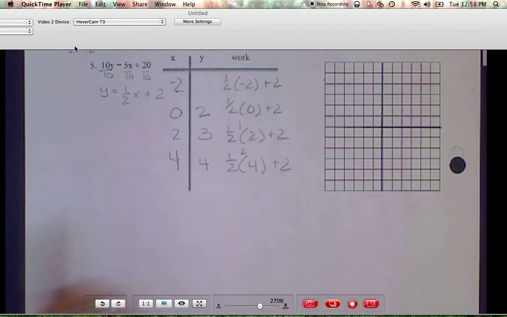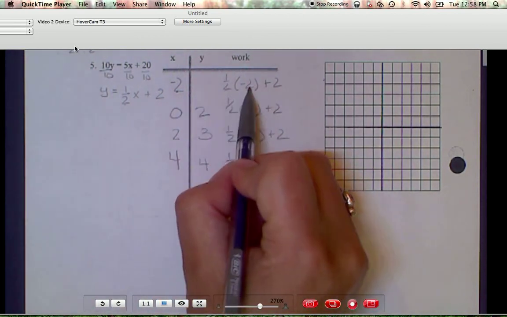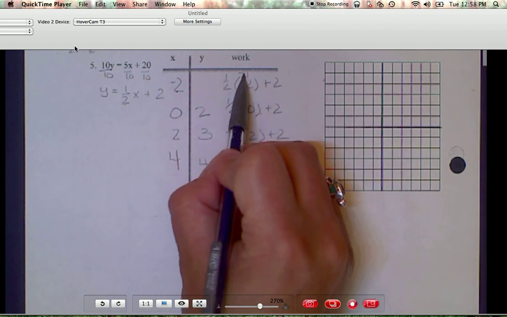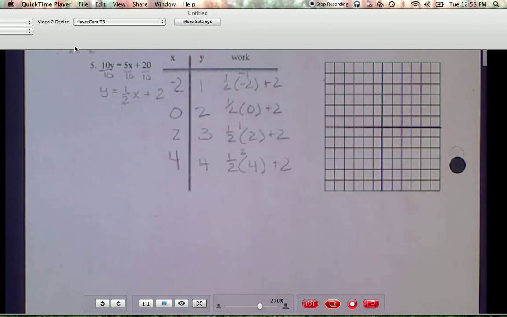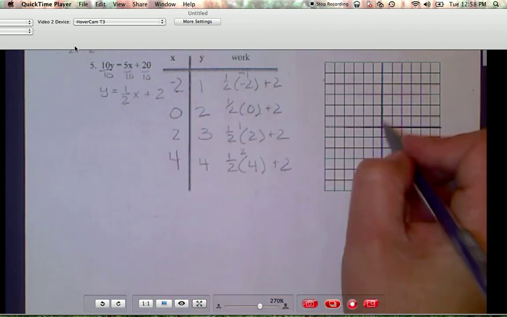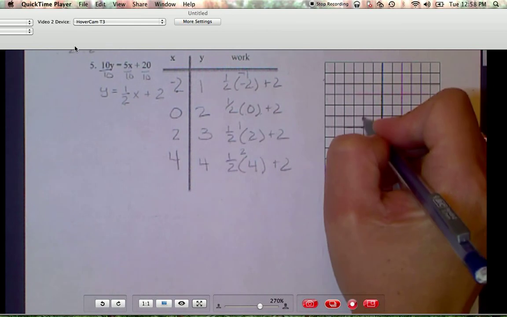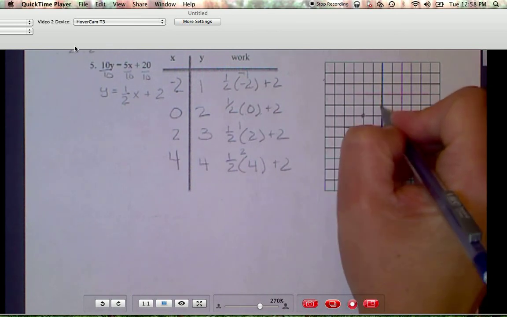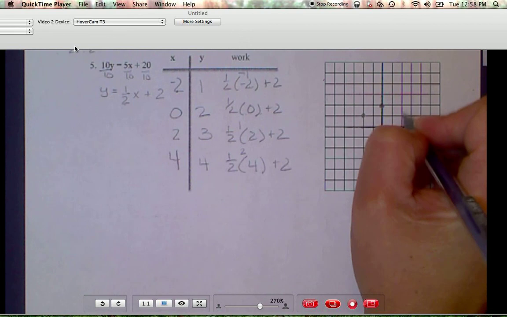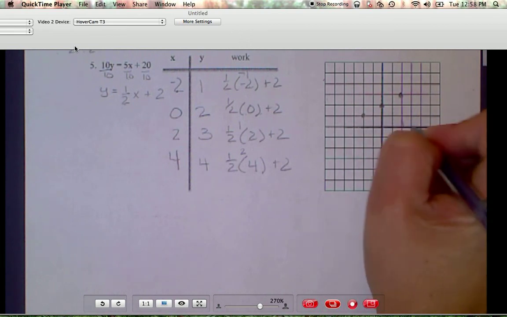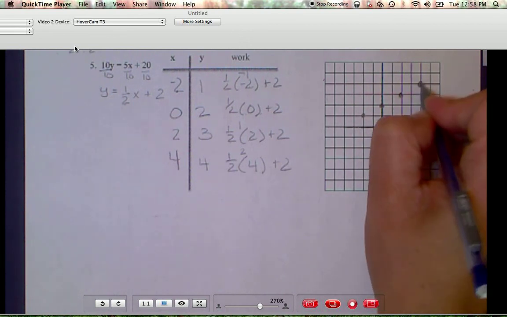You can figure out what that one is, but half of -2 is -1, and -1 plus 2 would be 1. So the points are -2, 1; 0, 2; 2, 3; 4, 4.